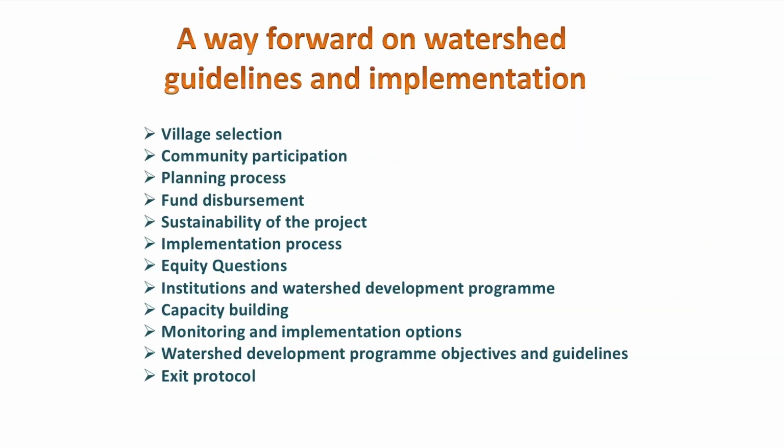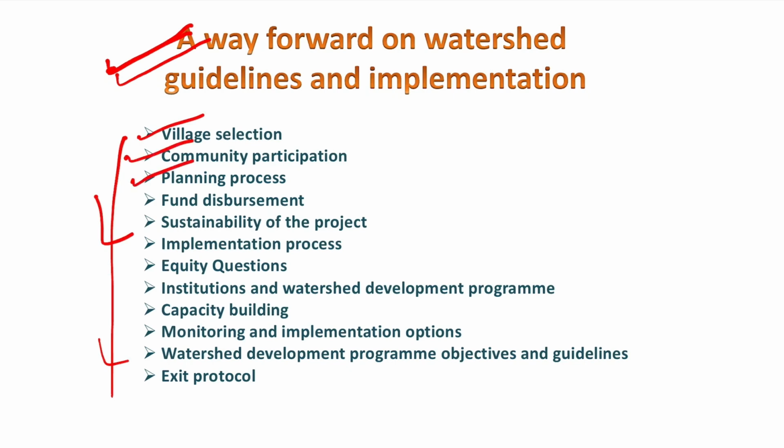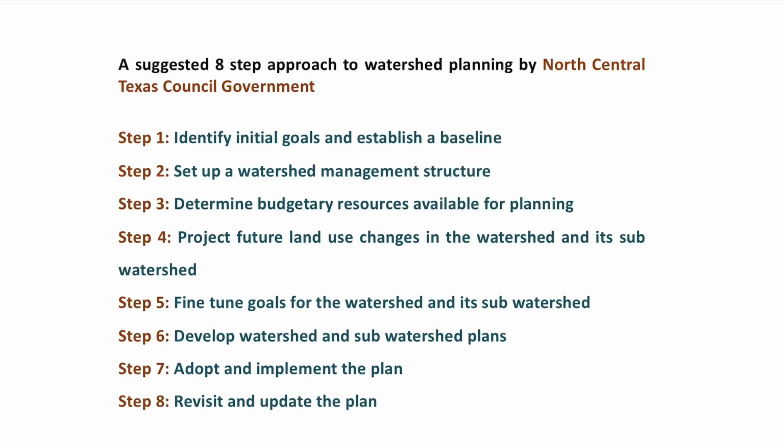A way forward on watershed guideline and implementation. So these are the steps for how we can proceed with watershed implementation. First one is village selection, then community participation, planning process, fund disbursement, sustainability of the project, implementation process, equity questions, institutions and watershed development program, capacity building, monitoring and implementation options, watershed development program objective and guideline we have to fix, then exit protocol, right? So these are certain steps.